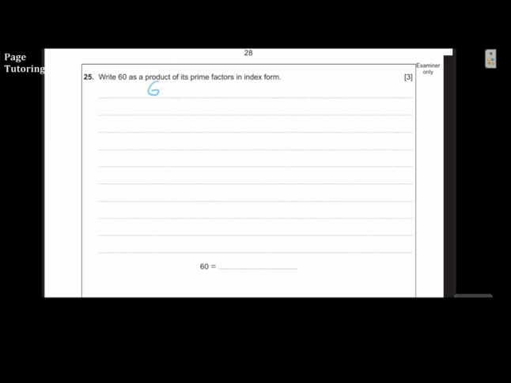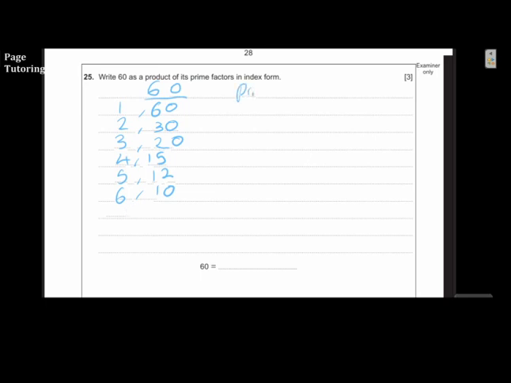So if we write 60 as a product of its factors, well, you could have 1 and 60, 2 and 30, 3 and 20, 4 and 15, 5 and 12, 6 and 10, can't do 7, can't do 8, can't do 9. So we've found all the factors there. Now, which ones are prime? Which ones are the prime factors?